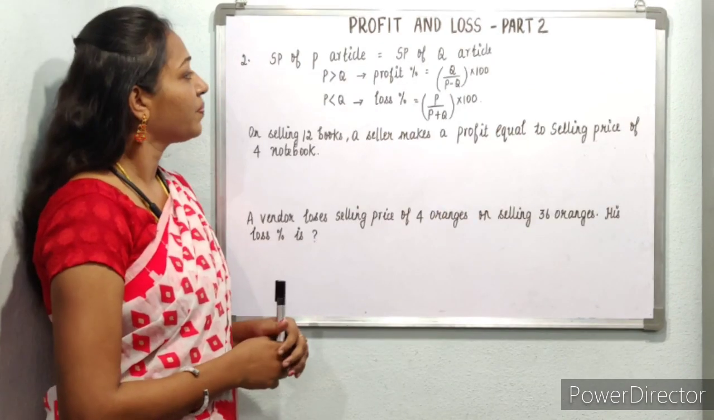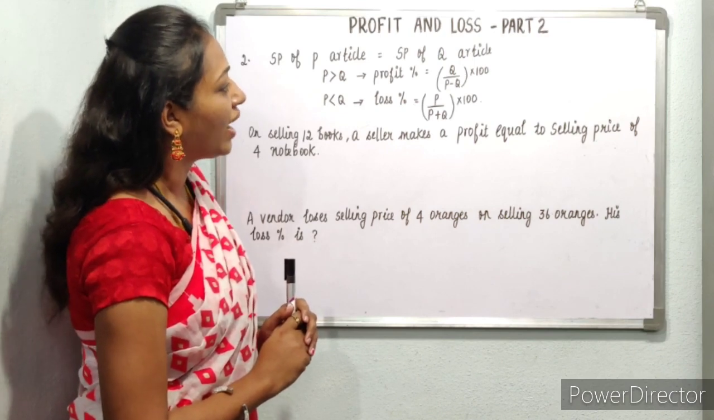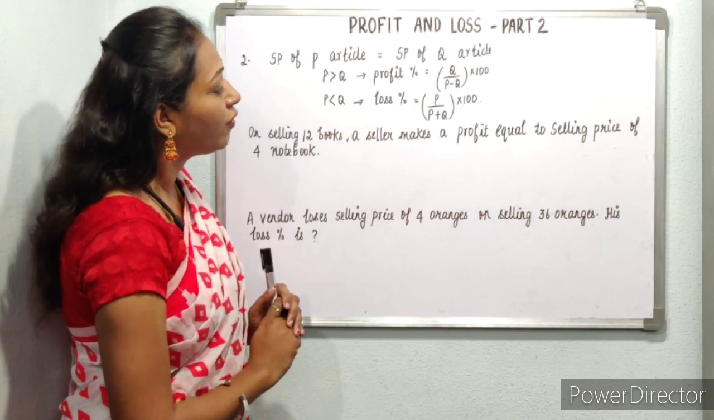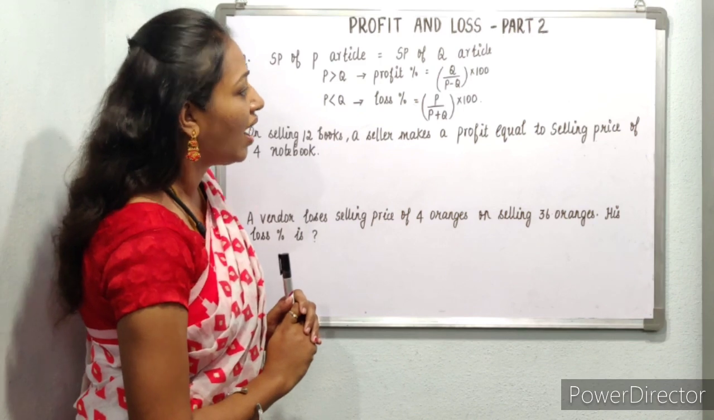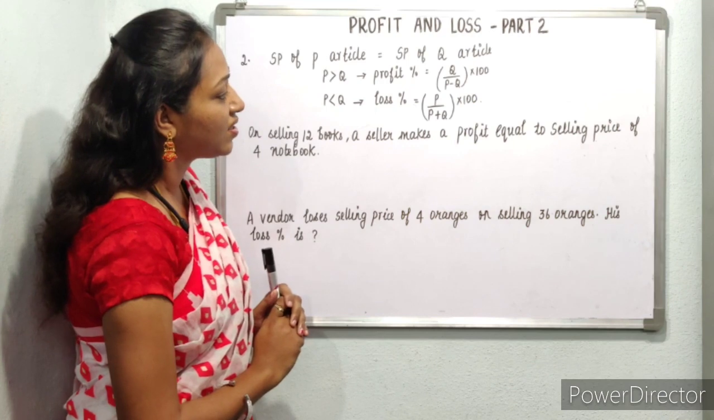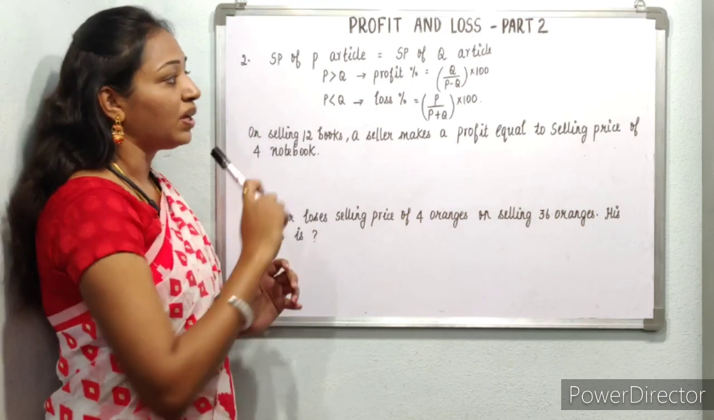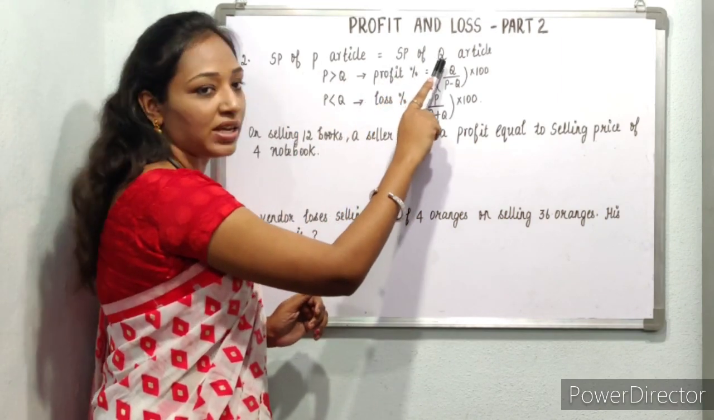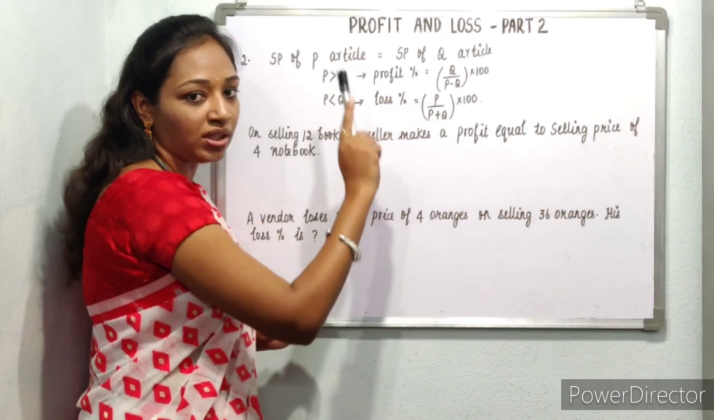The next formula is selling price of P articles is equal to the selling price of Q articles. If P is greater than Q, then we get a profit, and the profit percentage is Q divided by P minus Q into 100. If P is lesser than Q, then we get a loss, and the loss percentage is P divided by P plus Q into 100. Now in the previous video, if you have seen, we had the selling price of P articles is equal to the cost price of Q articles. So that is different and this is different. So don't confuse between both the formulas.